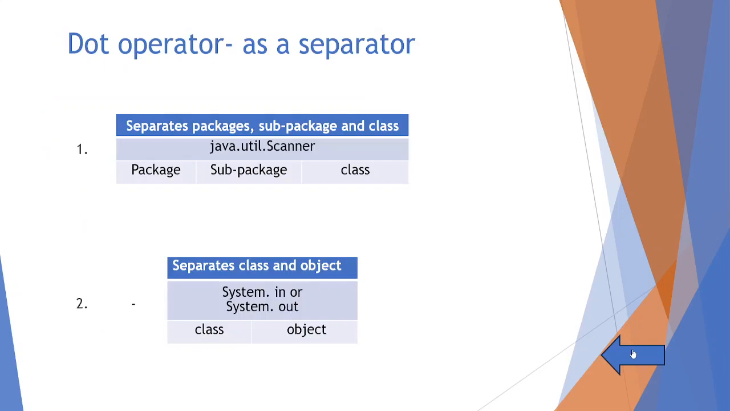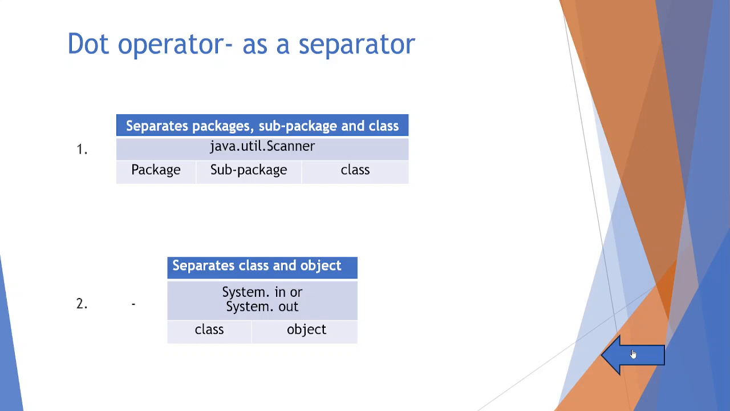Now, the dot operator as a separator. It separates packages, subpackages, and class. For example, java.util.Scanner. This is a class Scanner, the subpackage is util, and java is a package. With the help of the Scanner class, we take input from the user.